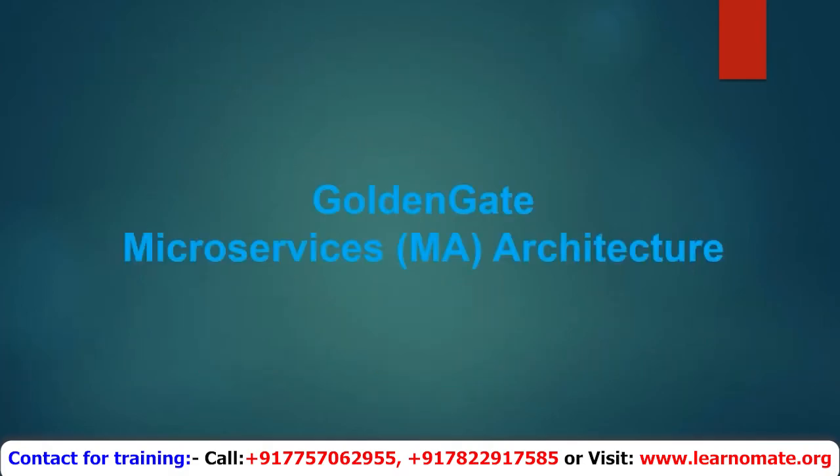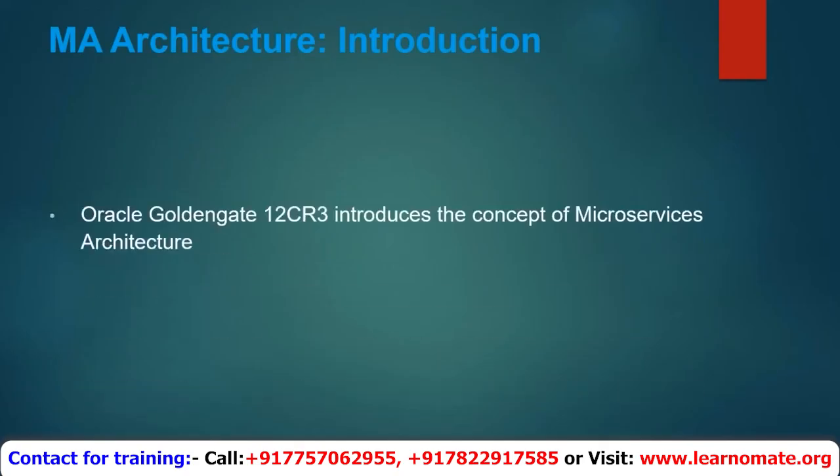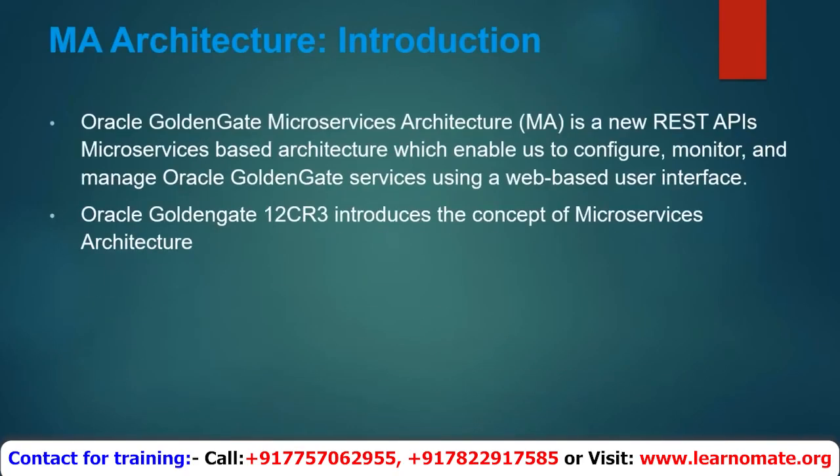Now, how does microservices architecture work, and what is GoldenGate microservices architecture? So the microservices architecture of GoldenGate is a REST API based architecture which was introduced from GoldenGate 12c R3. So Oracle GoldenGate microservices architecture is a new REST API microservices based architecture which enables us to configure, monitor and manage Oracle GoldenGate services using a web based user interface. Oracle GoldenGate 12c R3, that is 12c release 3, introduces the concept of microservices architecture.